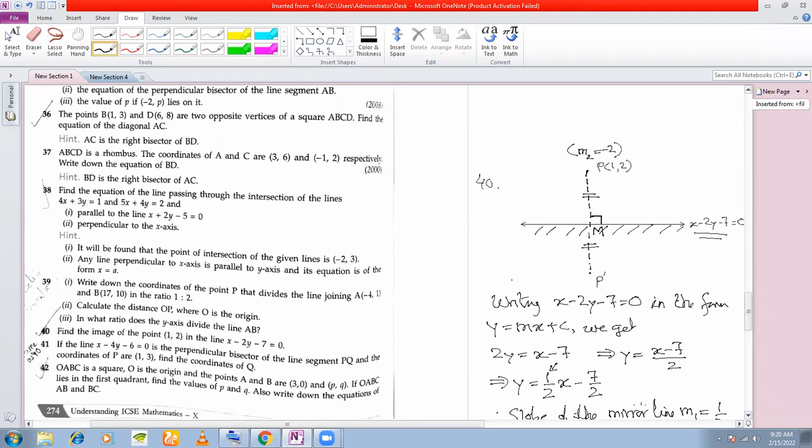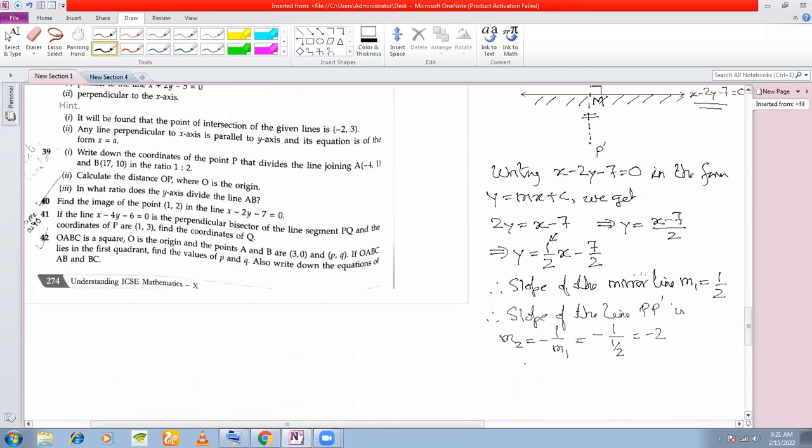So now we know the slope of the dotted line, right? And what do we also know? We know that it passes through the point P, right? So how can we find out the equation of the dotted line? Yes, because we know one point on the line and we know the slope of the line. So using point slope form, we can find out the equation of the line PP dashed. So right, let's find out.